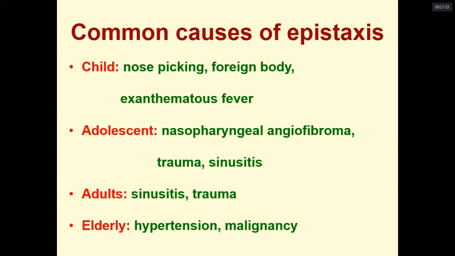What are the common causes of epistaxis based on the age group? In children: nose picking, foreign body, exanthematous fever. In adolescents: nasopharyngeal fibroma, trauma, sinusitis. In adults: sinusitis and trauma. In the elderly: hypertension and malignancy. I have divided it like this so that whenever a patient comes to the ER or the OPD, based on age you suspect these to be the causes of epistaxis. You don't have to suspect malignancy in a young child.